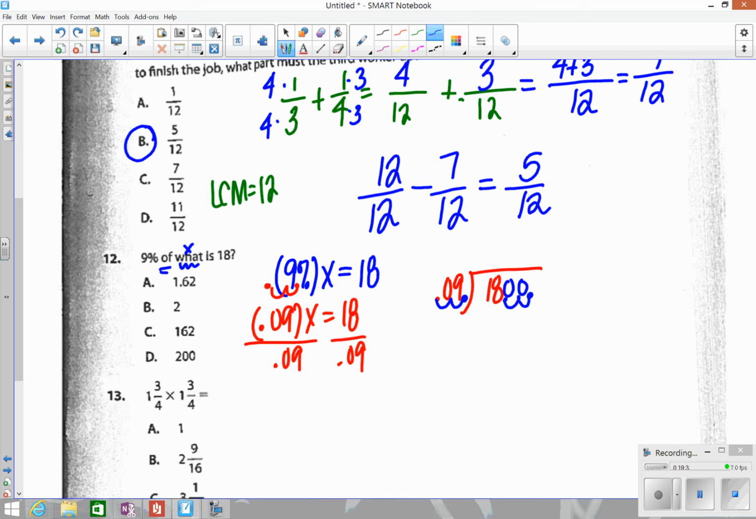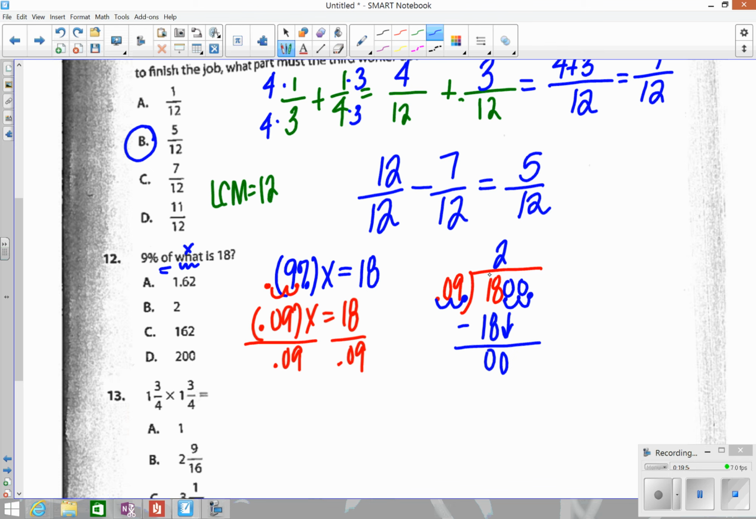So when I go ahead to do this, I ask myself, how many times does 9 go into 1? Well, it doesn't. So I ask myself, how many times does 9 go into 18? It goes into 18 2 times. So when you multiply these, you get 18. 2 times 9 gives me 18. Subtract, you get 0, and bring down the zeros.